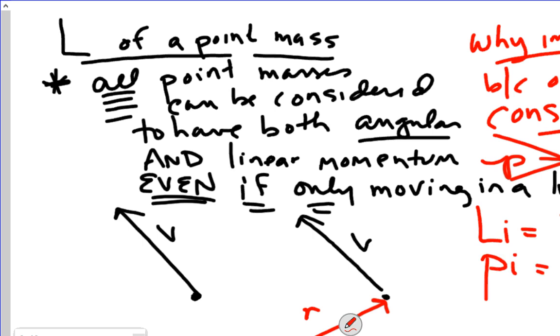Okay, since I can't magically convert one into the other, you have to consider that even if it is moving in a straight line at first, you can always define it relative to some radius. It seems like I'm just beating this point to death, but I am telling you, you are going to need to be able to do this. So there's a reason I'm beating it to death. Okay, keep that in mind.